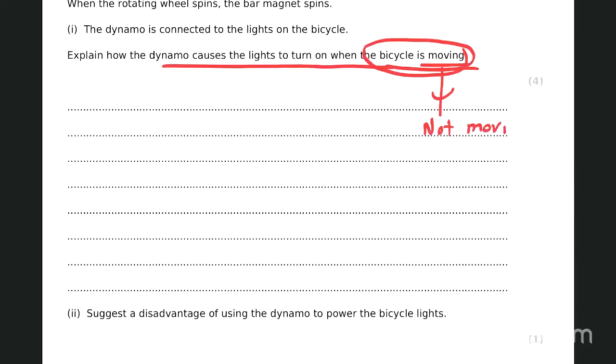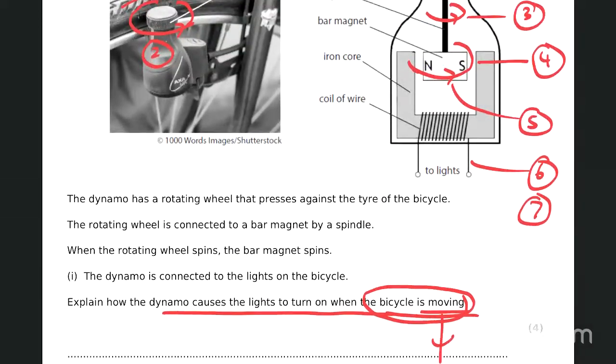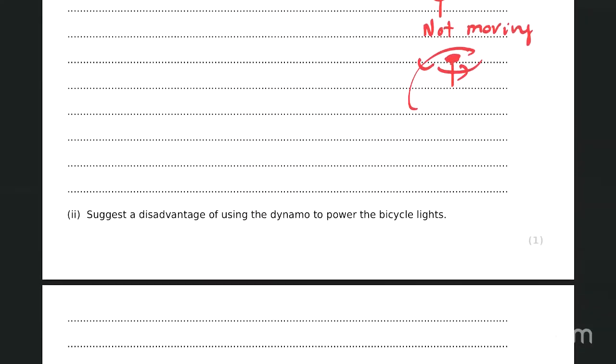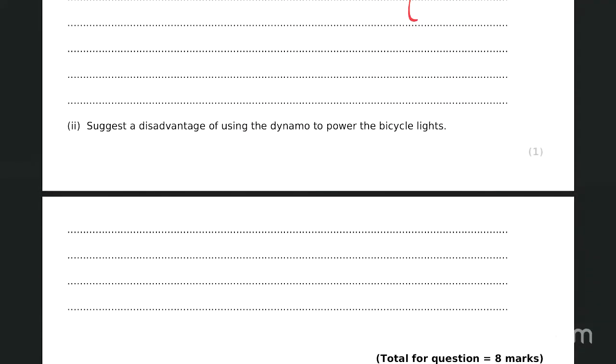If it is not moving, the tire won't be rotating like this, right? So here you have the cap here. So if it is not moving, then the tire won't be rotating. So if the tire is not moving, then the cap of the dynamo, the touching part, also won't be rotating. Which means eventually the bar magnet will be at a stationary position. So there's no point of having the bar magnet at a stationary position, right? Though there are magnetic fields.